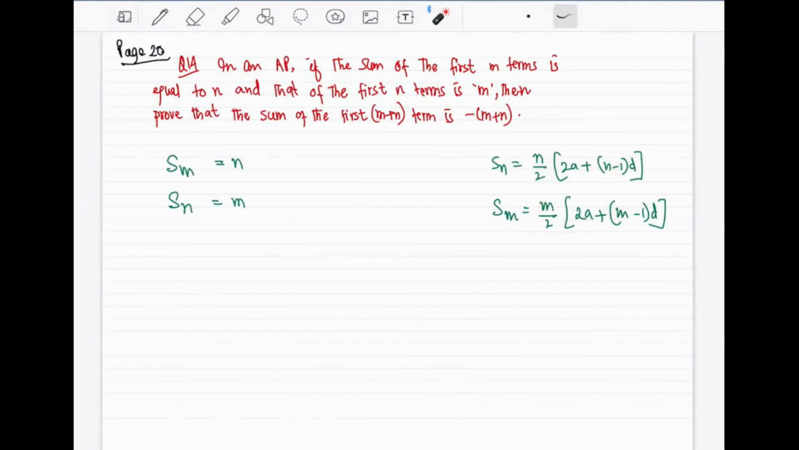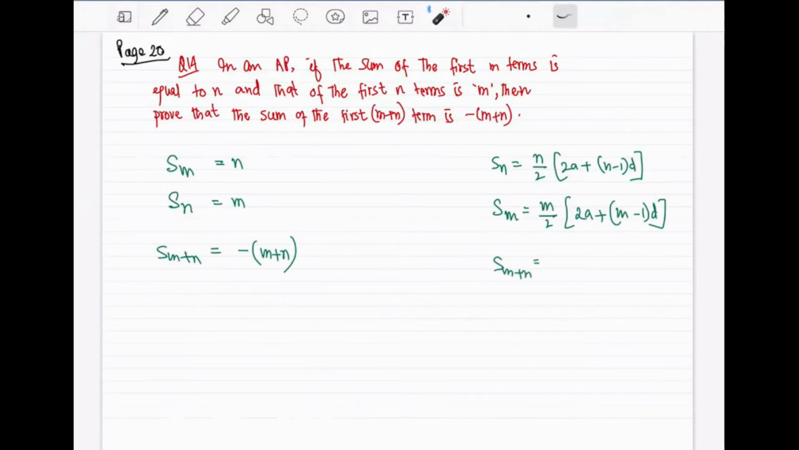So according to the question, the sum of the m terms is given as n, the sum of the n terms is given as m. What do we need? We need to prove that the sum of the first m plus n terms is how much? Minus m plus n. Sum of the first m plus n terms is equal to how much? Minus sum of m plus n terms. Only this n and m is being replaced with what? m plus n. How will I write this part? Sum of m plus n in terms of the formula.